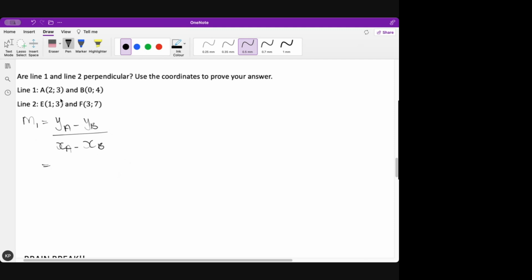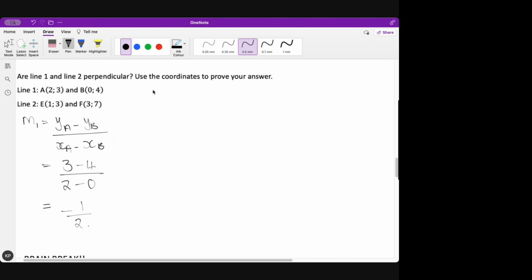Okay. My y coordinate for point A would be 3 minus the y coordinate of point B, which is 4, divided by the x coordinate of point A, which is 2, minus the x of B, which is 0. Now, we don't have any simplifying over here, so I'm talking about symbols, like there's no plus plus or minus plus. It's just a sum. So 3 minus 4 would give me a negative 1 over 2 minus 0, which is 2. So we have the gradient of M1, and I think we got that. I didn't check to see if you got it before I did.